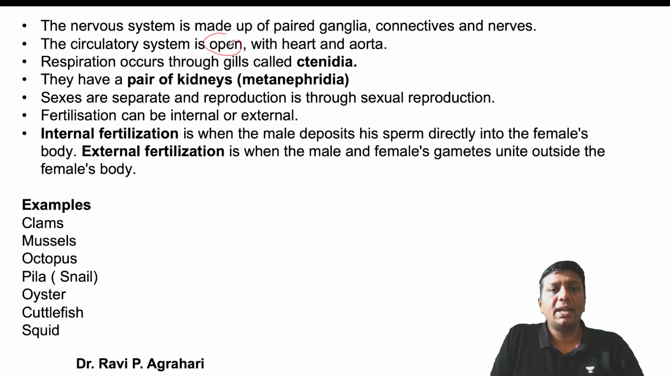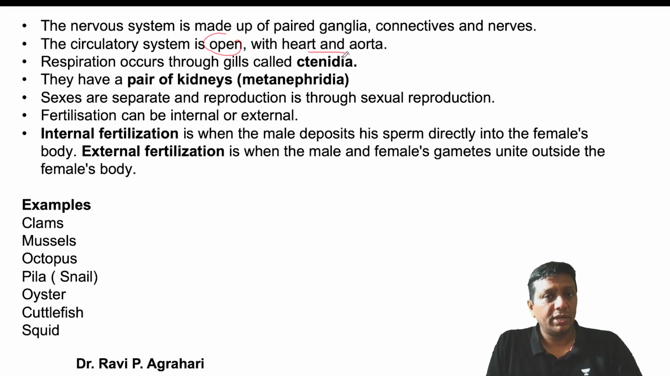Circulatory system is open type. They have a heart and arteries, aortas, both. For the respiratory system, because they live in water bodies, they have gills, but they are called ctenidia. Pairs of kidneys are there, as metanephridia, for the removal of water.